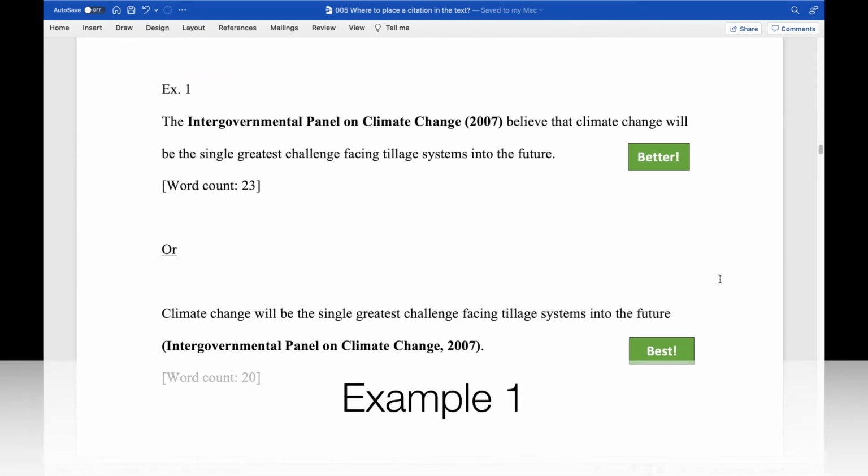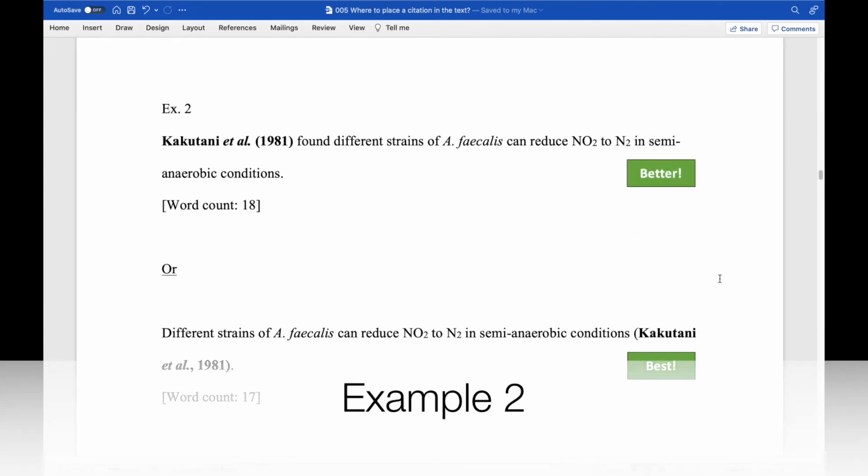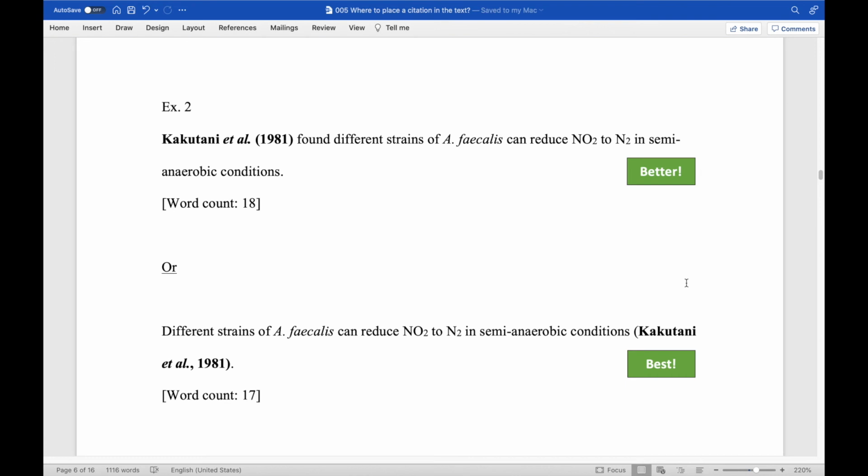Here I've cited a source just once in each sentence. I've done the same for example 2, but I've also deleted the lead-in "according to." Sentences in examples 1 and 2 became more concise because of these small edits. In addition, I think you can also notice that when I placed the citation at the end of the sentence, it can also help reduce the word count.